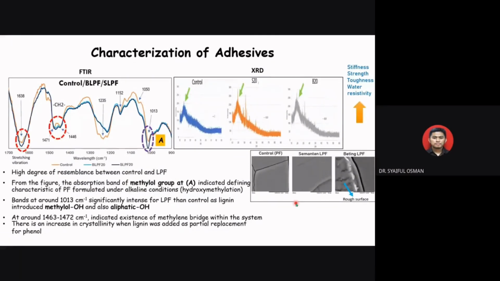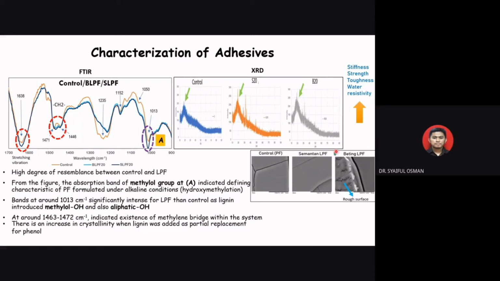And here we have the results of the FTIR analysis of adhesive for both the control and both lignin-phenol-formaldehyde adhesives within the fingerprint region. What we can conclude here is that there is a high degree of resemblance between the control and the lignin-phenol-formaldehyde adhesive. We also have XRD diffraction analysis carried out to determine if there are any changes in the adhesive when lignin was used as a partial replacement for phenol. Surprisingly, it was found that there is only a slight reduction in the crystallinity when lignin was added into the system.